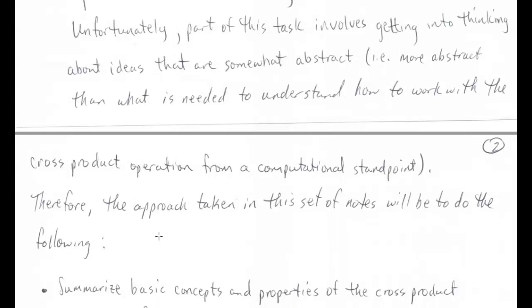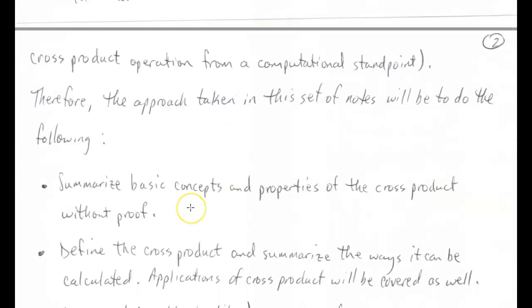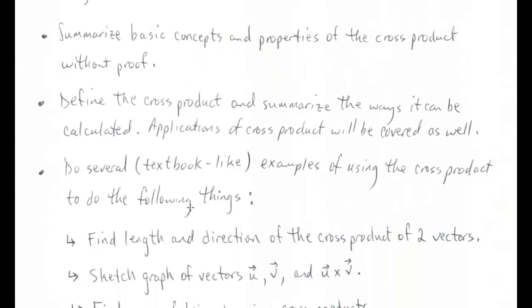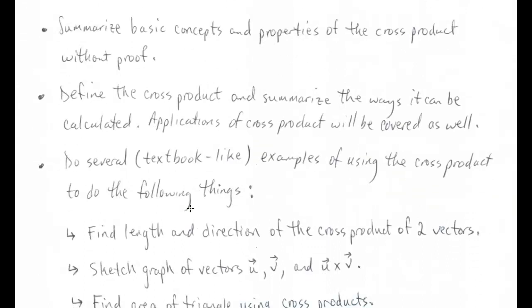But again, my approach here is going to be to make sure that you understand a little bit more about the motivation behind the operation, so that when you use it, you'll have a sense of what you're using it for. Now, because I don't want to get too down into the weeds in an abstract sense here, I'm going to take this approach to these videos. I've already sort of said what the 3 videos are going to entail, but I'm going to dig a little deeper into that. So in this video, we're going to summarize the basic concepts and properties of the cross product without proof. That's what this particular video is about.